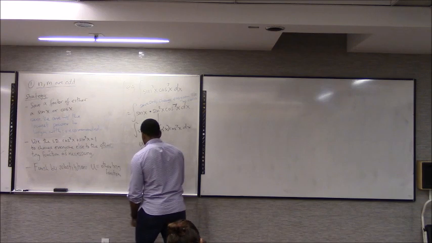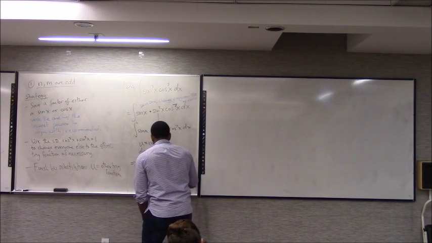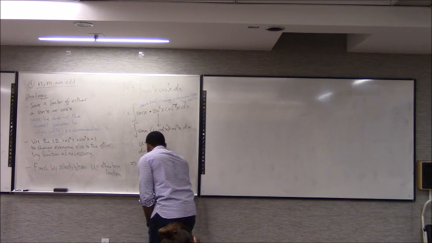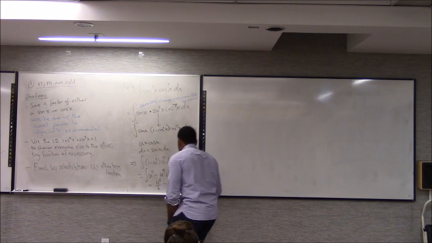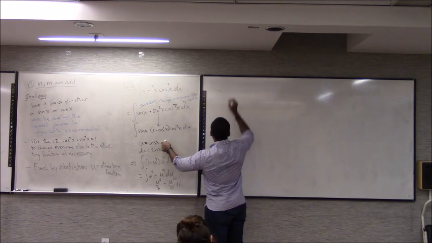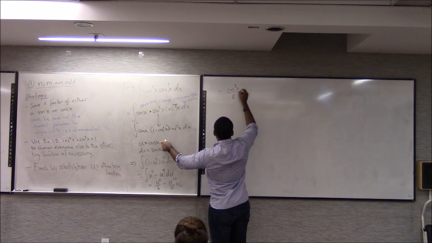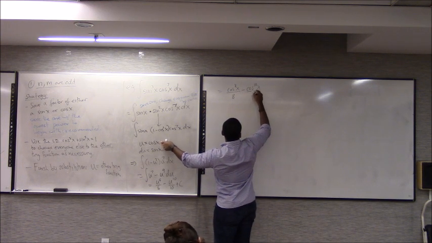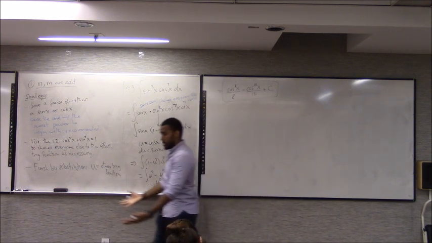Let's just crunch it out. You can now just distribute and use the power rule. So this is u to the 8th over 8 minus u to the 10th over 10 plus c. Now we back substitute. That was a cosine. So that's cosine to the 8th x over 8 minus cosine to the 10th x over 10 plus c. And that's how you do it.